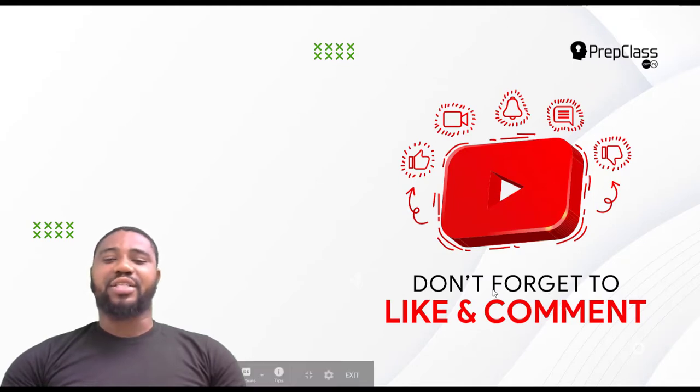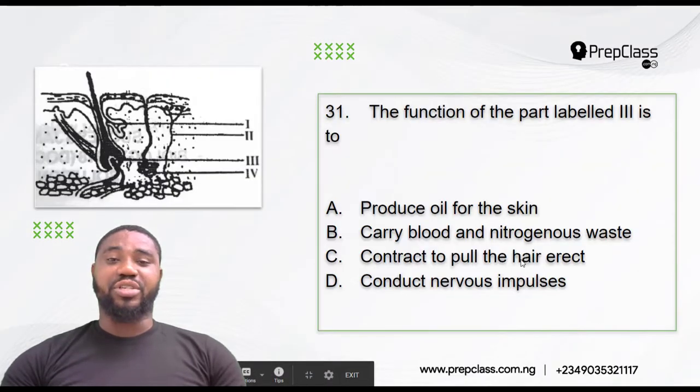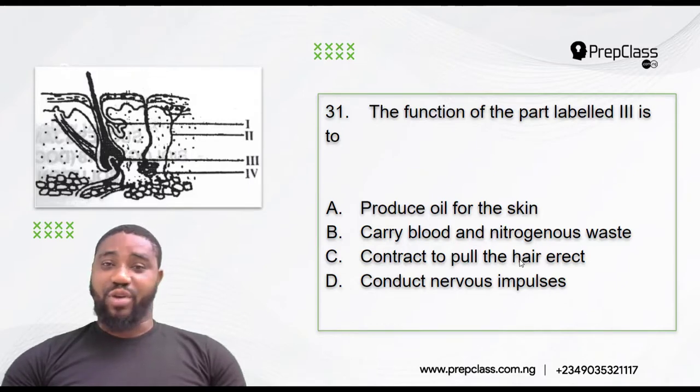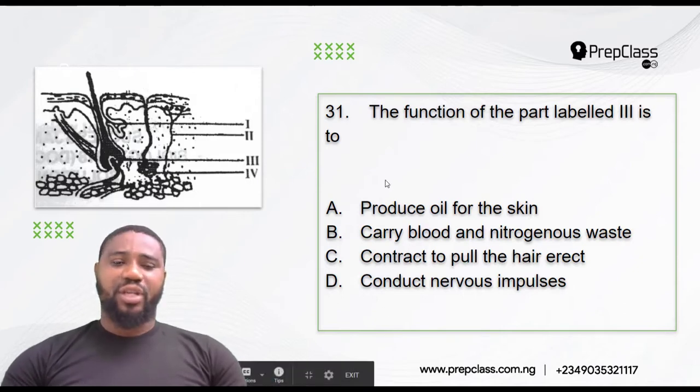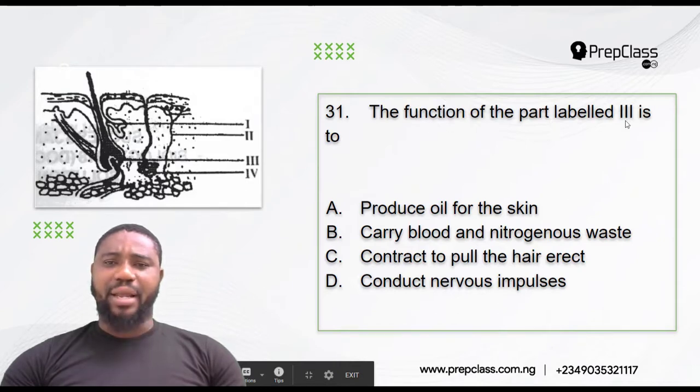Now, having said that, we are going to go straight to the business of today, which is to solve past questions on Jamb 2019, questions 31 to 35. 31 says, the function of the part label 3 is to.